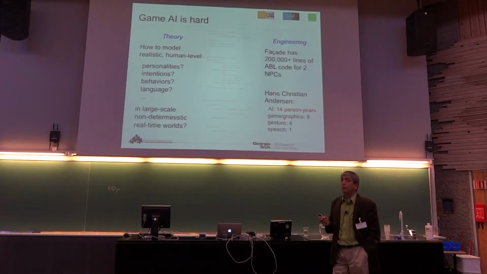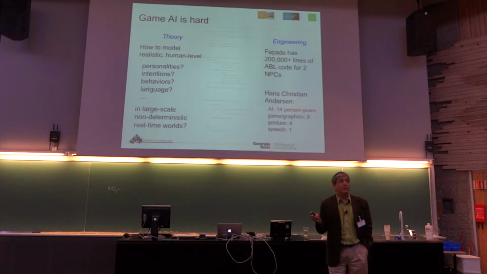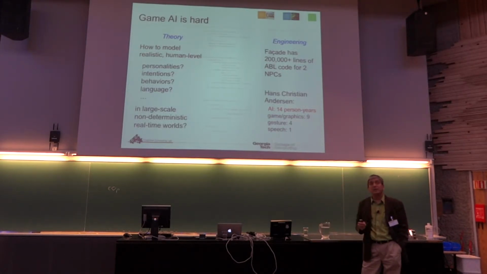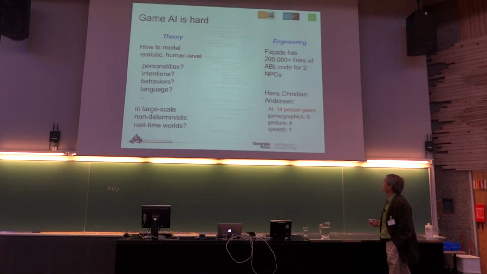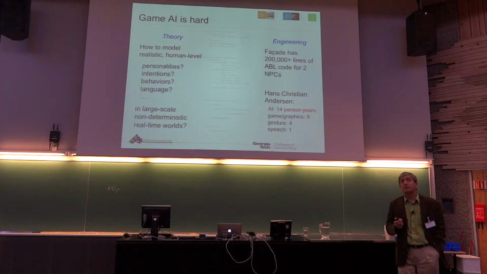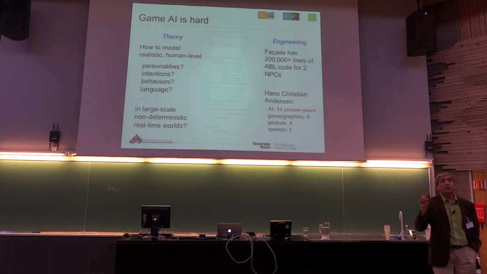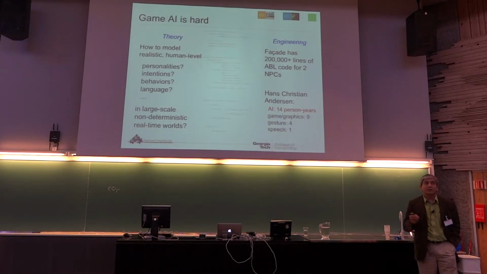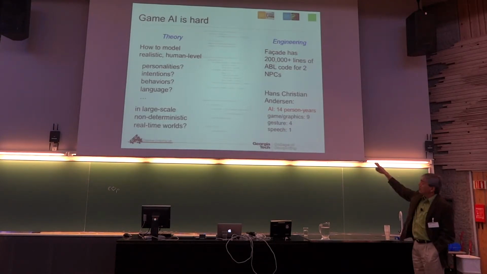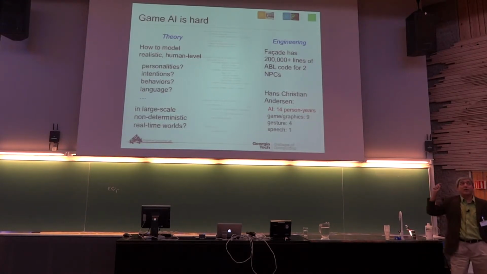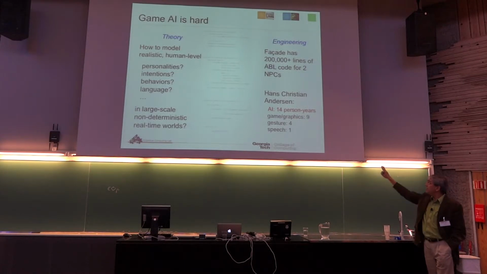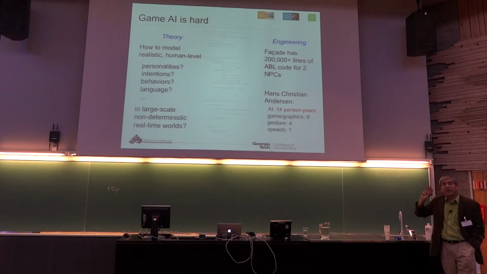So game AI is hard from both a theoretical perspective and a practical perspective. On the theory side, we have to model all these things that I mentioned in these very large-scale worlds. On the practical or engineering side, if you look at Facade, which is one of the best-known interactive virtual dramas out there, it has over 200,000 lines of code in a specialized programming language called ABL, which stands for A Behavior Language, for 2 non-player characters in the game. It's just 2 characters in the game and you as the player. Hans Christian Andersen, the game I showed you earlier, the AI part of it, for just one character, Hans, took as much human effort to program as everything else about the game put together, including the game mechanics, the gestures, the physics engine, the speech, everything.